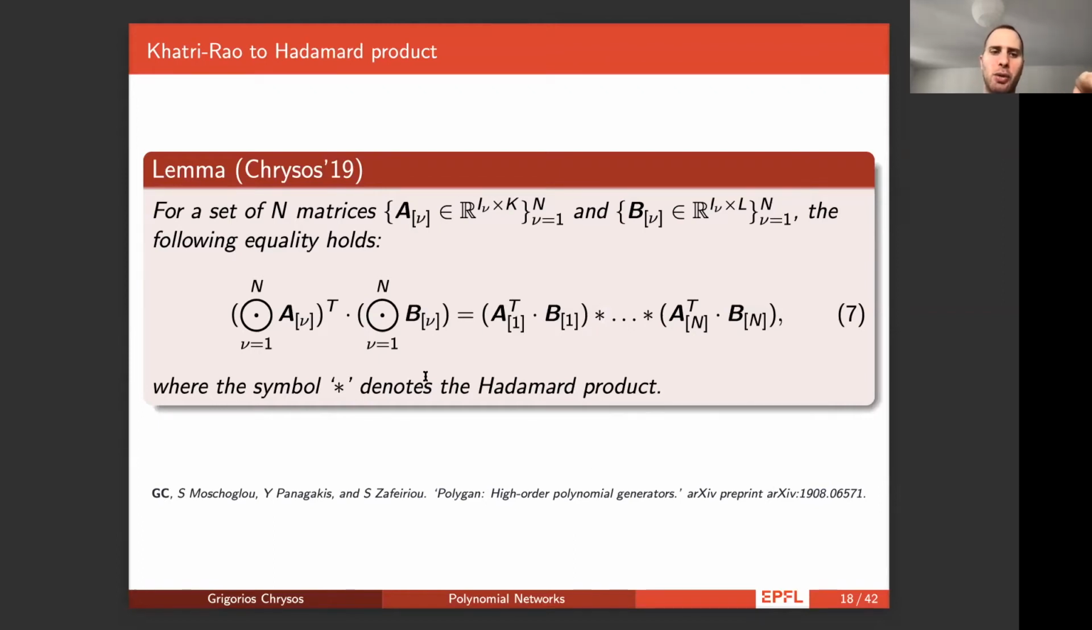That is basically equation 7. Given some matrices A_N and B_N that have particular dimensions, you see that these matrices have their first dimension the same, while the second dimension can be different. Then we have this very particular format of the Khatri-Rao product of the A_N and the Khatri-Rao product of the B_N, with matrix multiplication of those. This equals the Hadamard products of A1 transpose B1, and in general A_i transpose B_i. This is the equation that we use.